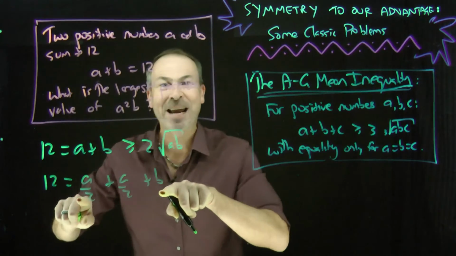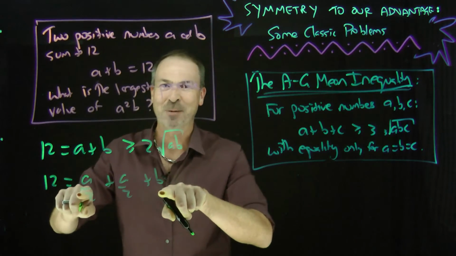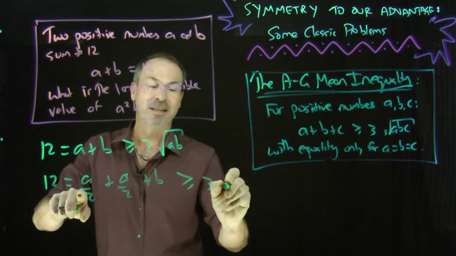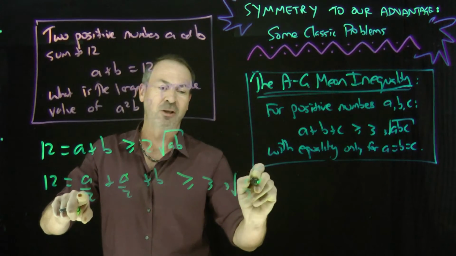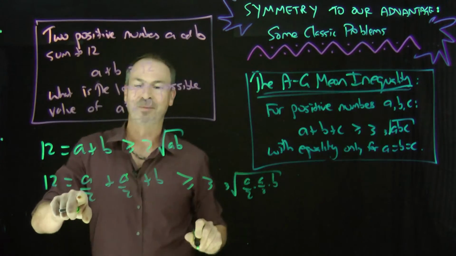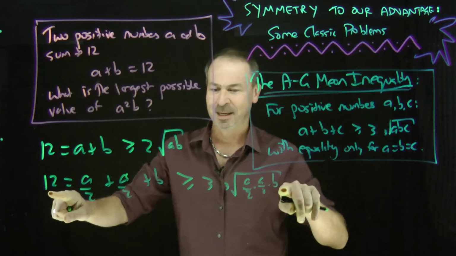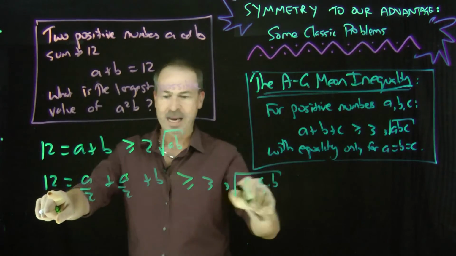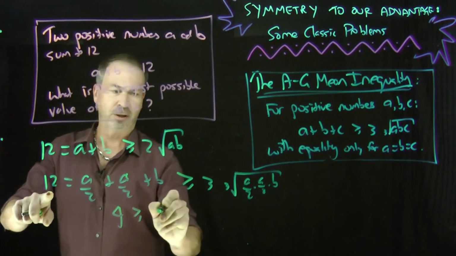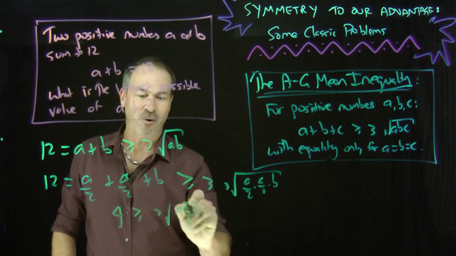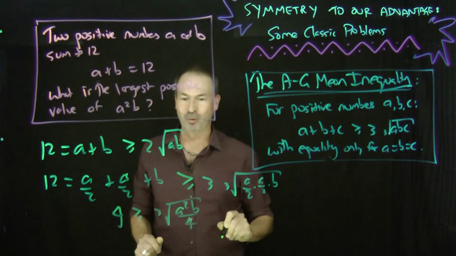And do the three-dimensional version of the arithmetic geometric mean inequality on that. Because that would be greater than or equal to 3 times that geometric mean, A over 2 times A over 2 times B. So 12 is bigger or equal to that. Divide both sides by 3. I get that 4 is greater than or equal to the cube root of A squared B over 4. Beautiful.